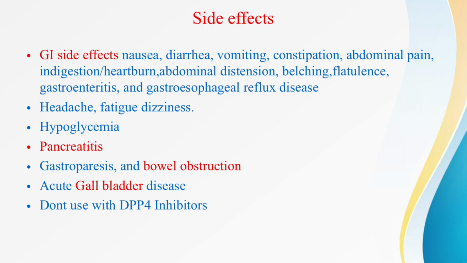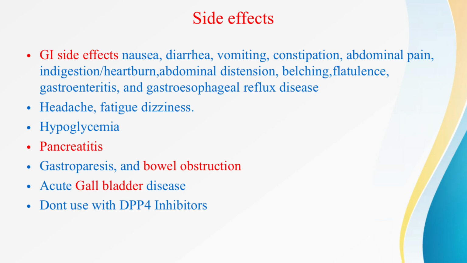The side effects seen with semaglutide are nausea, diarrhea, vomiting, constipation, indigestion, heartburn, abdominal distension and pain, belching, flatulence. Some patients can have gastroesophageal reflux disease and gastroenteritis. Patients can have headache, fatigue, dizziness, hypoglycemia, pancreatitis. As it lowers gastric peristalsis, the patient can have gastroparesis and may have bowel obstruction also. We should avoid this drug in patients with acute gallbladder disease.